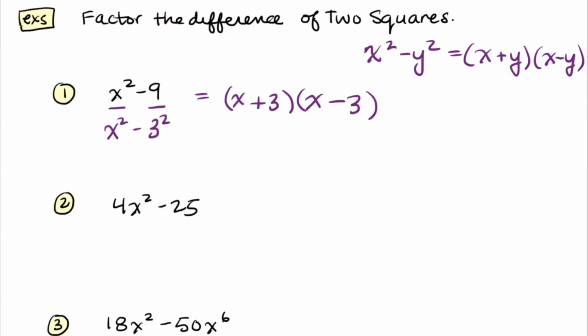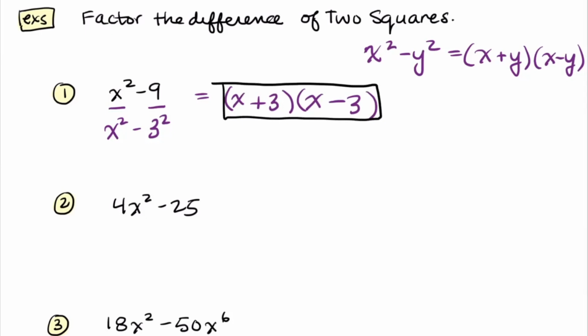One gets a plus, one gets a minus. Really doesn't matter the order. I just stick with it like this. And so this is our factorization. That's all you got to do. If you recognize the difference of two squares and you know the formula, it factors into exactly that every time.